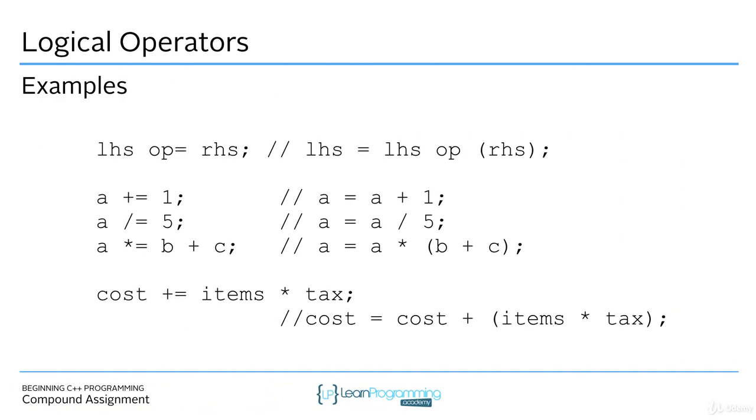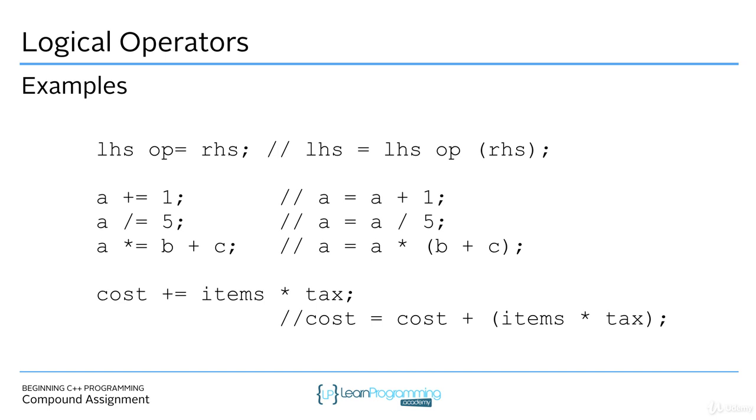Here we see some examples of using several of the compound assignment operators. Let's look at the first example, a plus equals 1. This means increment the left-hand side by the right-hand side and store the result back into the left-hand side. So this is the same as a equals a plus 1, and it's another way of incrementing a variable by 1. The second example works exactly the same way, except that we'll be dividing the a by 5, then storing the result back into a.